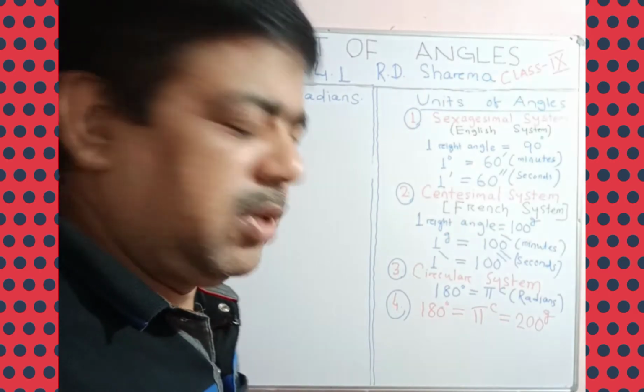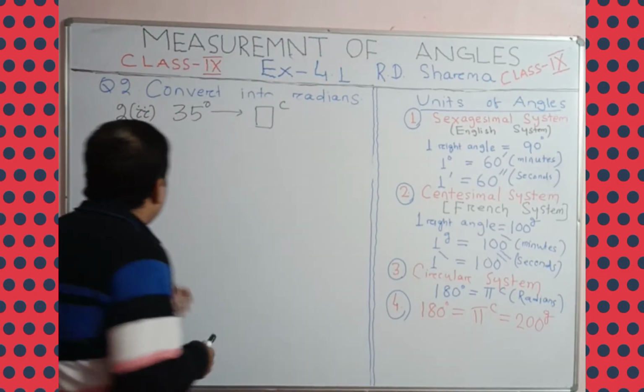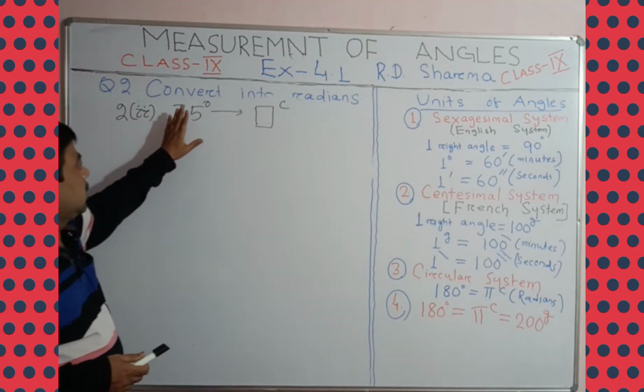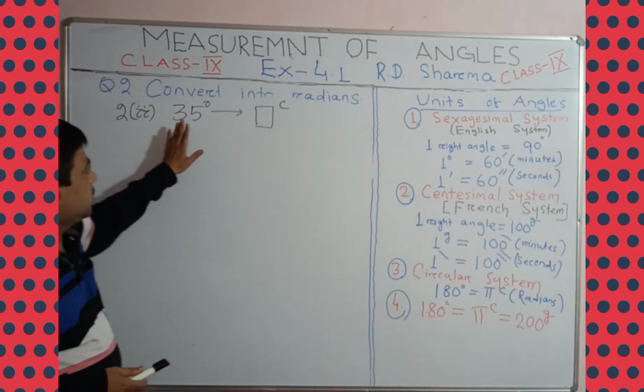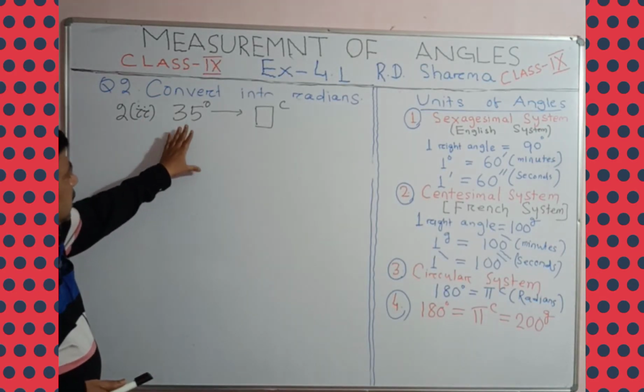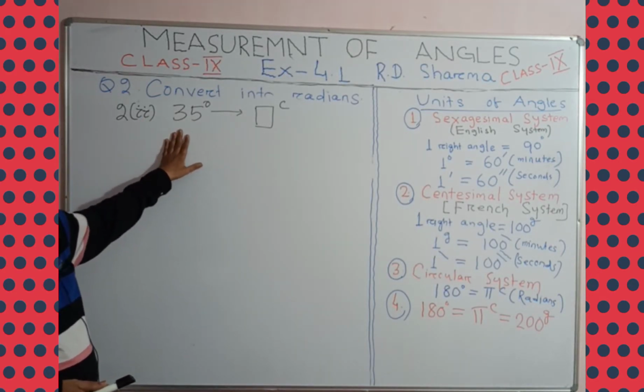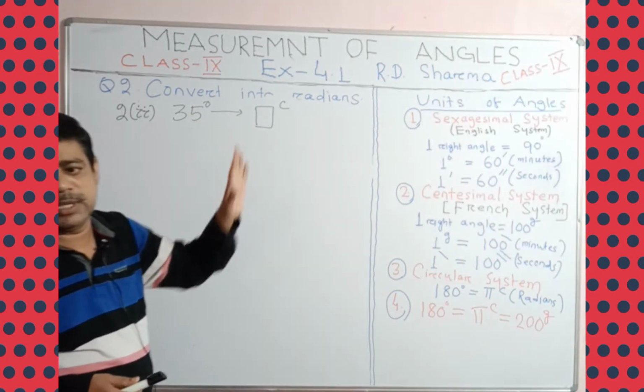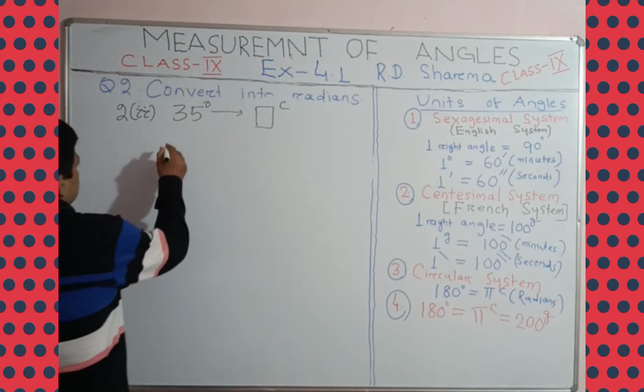Question number 2, let me see here for you. Similarly, you can convert the angle here. We are converting the angle from degree to radian. In question number 2, the second part, 35 degree is given. We are converting 35 degree into radian. 35 degree is how much radian? Understand? So let's see now.